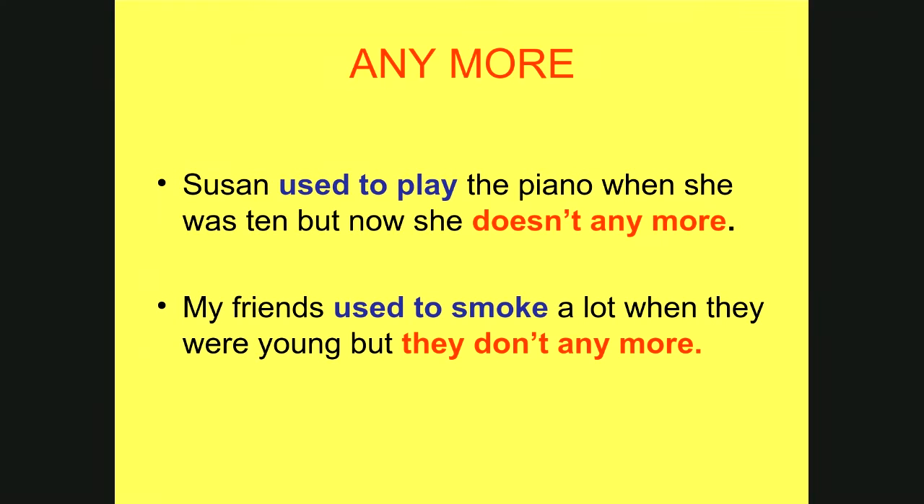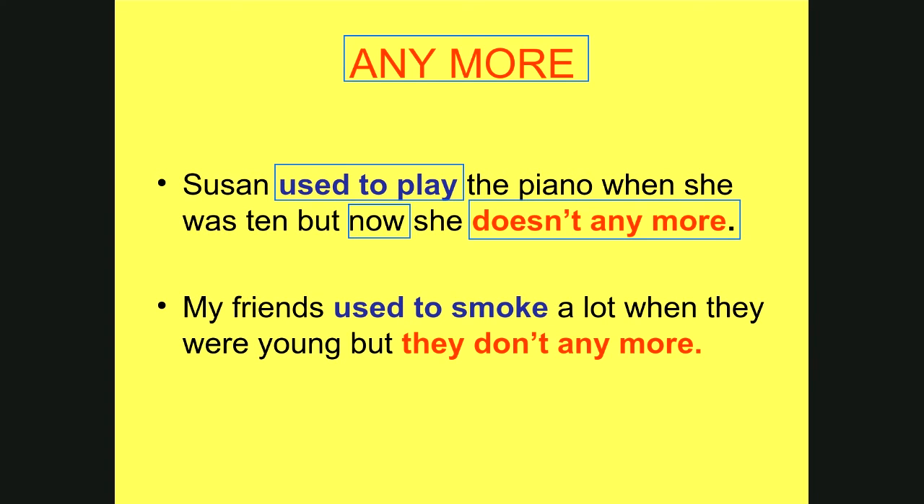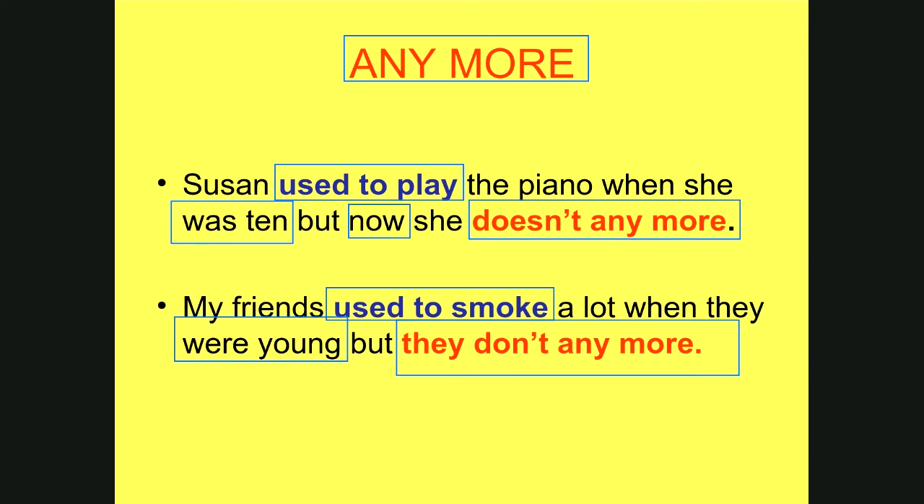Let's observe something that we don't do anymore. Anymore means that in this moment, you don't continue doing those actions. Susan used to play the piano when she was 10, but now, in the present, she doesn't anymore. So she used to play the piano only in the past when she was 10. My friends used to smoke a lot when they were young, past again, but they don't anymore. So now they don't smoke.